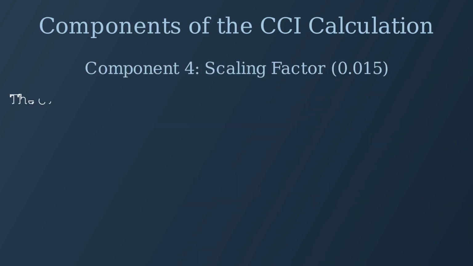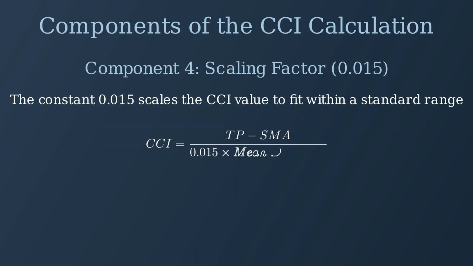The fourth component is the scaling factor of 0.015. This constant value was selected by the indicator's creator to ensure that the majority of CCI values fall within a range of plus or minus 100.